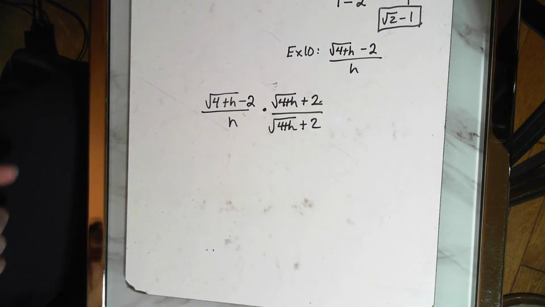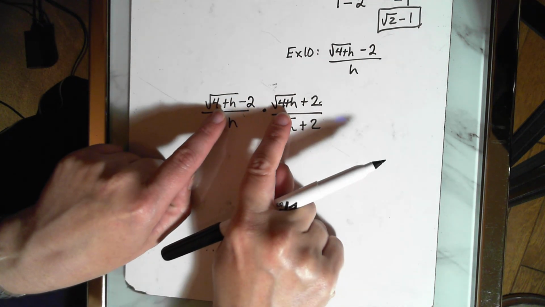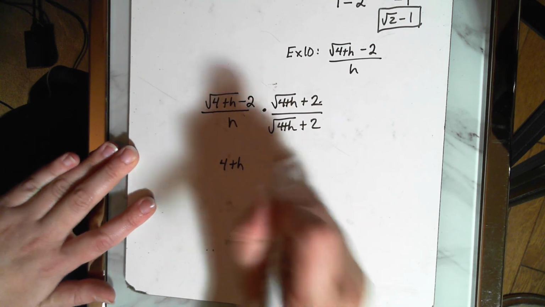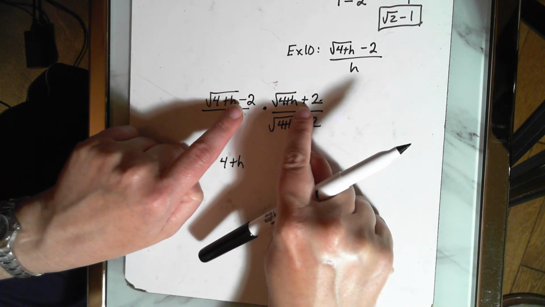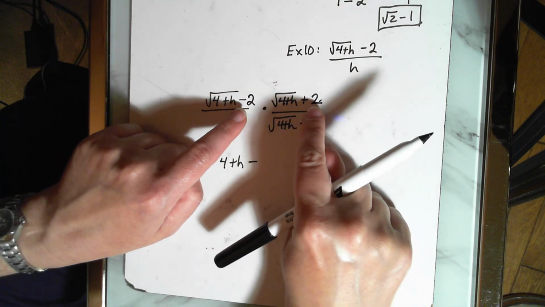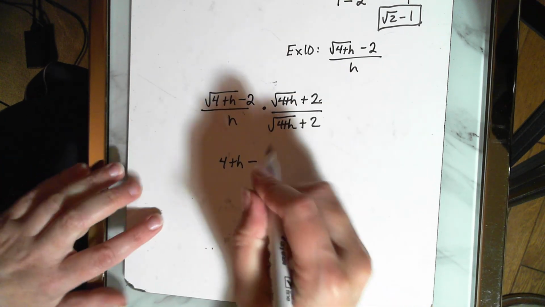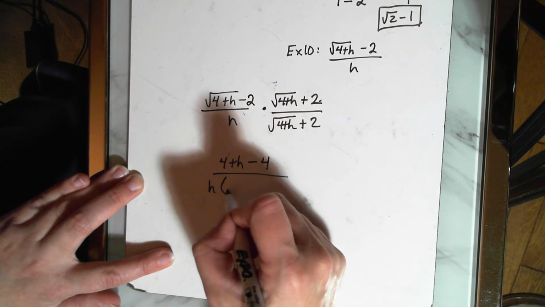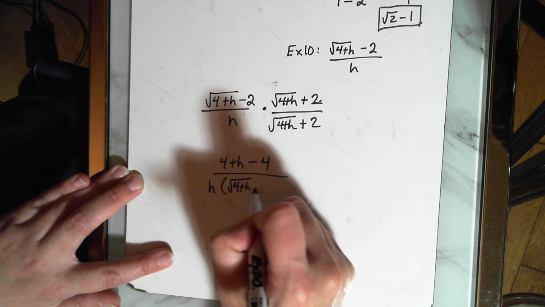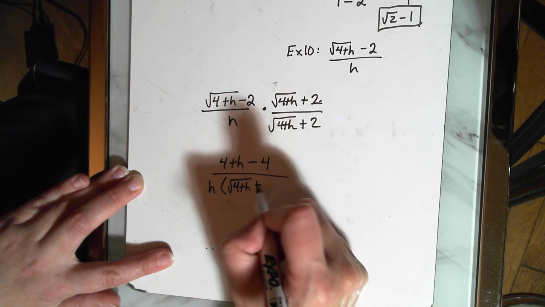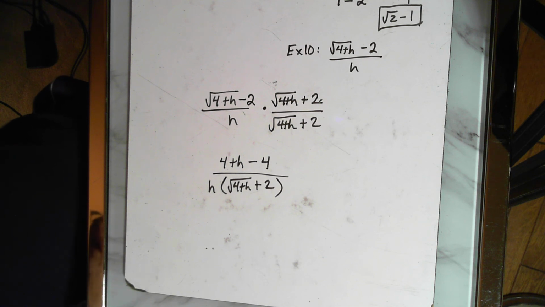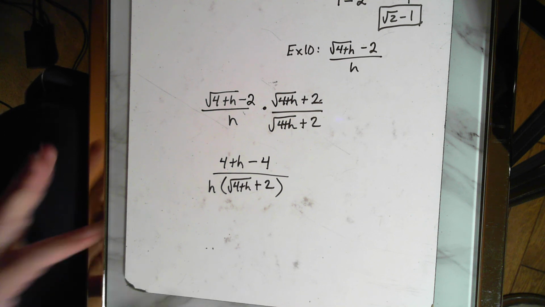So now I'll multiply it out. Remember, what's going to happen with our root is that the root is going to disappear, and I'm left with just 4 plus h. I'm going to write a minus sign for those signs. And then I'm going to square this last term to get 4. In the denominator, I keep it h times the square root of 4 plus h plus 2. Now, I would not suggest multiplying that in because a lot of times these things can reduce more. So I'm going to leave it. I can always multiply it later.